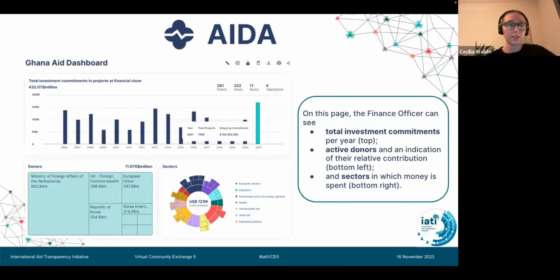What you can see here is an example of how the dashboard could look once the metrics and the filtering that are relevant to this person have been selected. On this page, the finance officer will be able to see the total investment commitments per year in the top graph. In the bottom left, the active donors in the country who are contributing, either per year or whatever time period you decide. And bottom right, which sectors the money that comes into the country is spent in. And next slide, please.